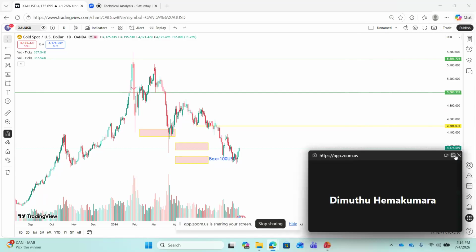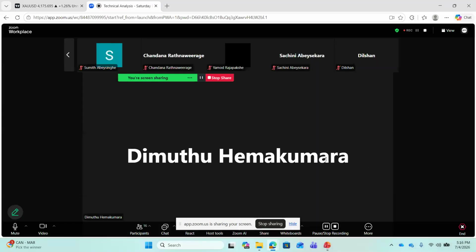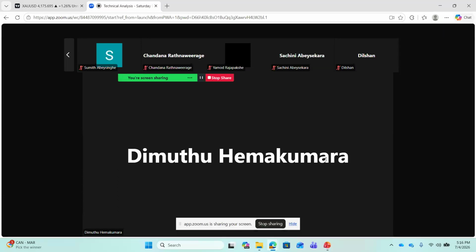Is there any mandate in Sri Lankan CDS or somewhere to do that? CDS? You don't need CDS accounts to trade gold. No, I'm talking about the central bank in Sri Lanka. So you're asking for a regulated exchange? Is there a regulated exchange?